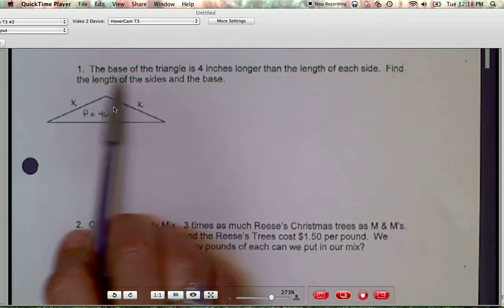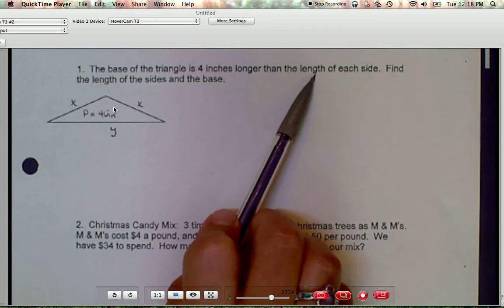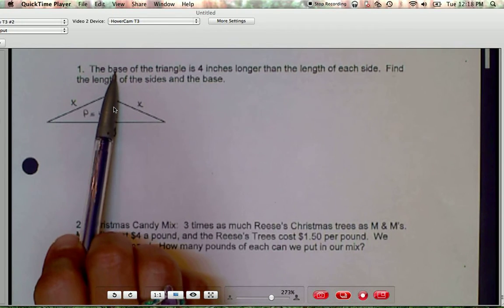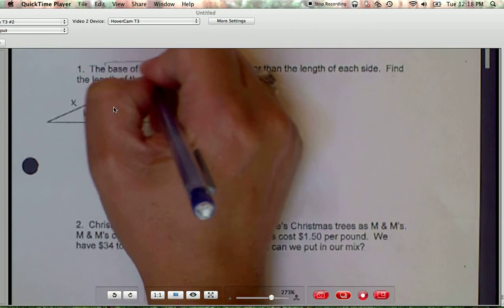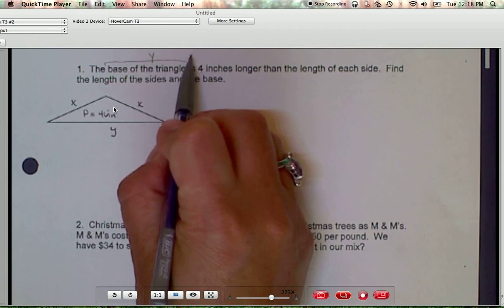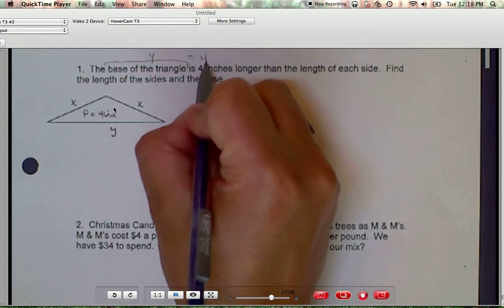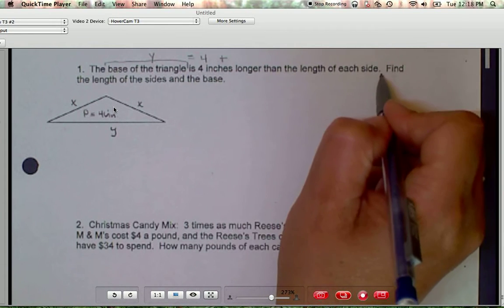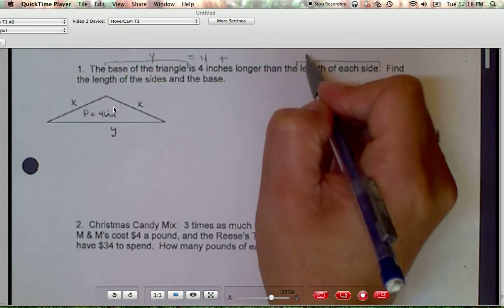So let's start with the sentence. The base of the triangle is 4 inches longer than the length of each side. So the base, which one is the base? The base is the y. The base of the triangle is y, because that's the base of the triangle. Is means equals. 4 inches longer, that's 4 more than the length of each side. The length of each side is simply x.